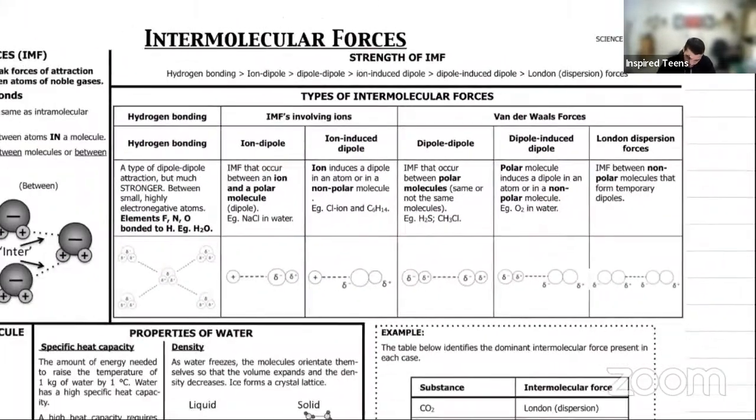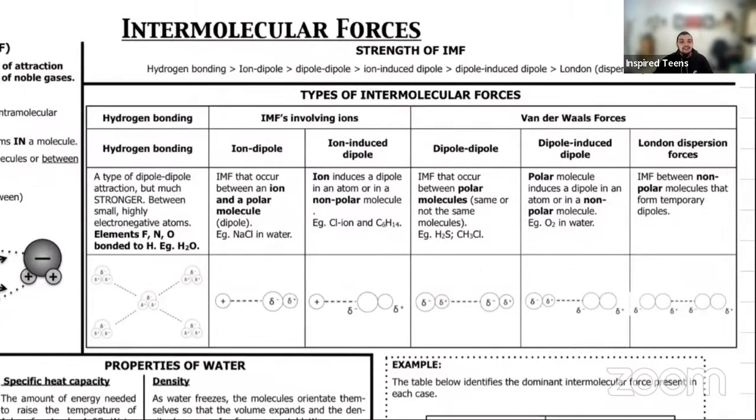Okay, let's look at the different types of intermolecular forces. One of the main important things is this little line on top here. It's very small, so I highlight it so that you don't miss it.